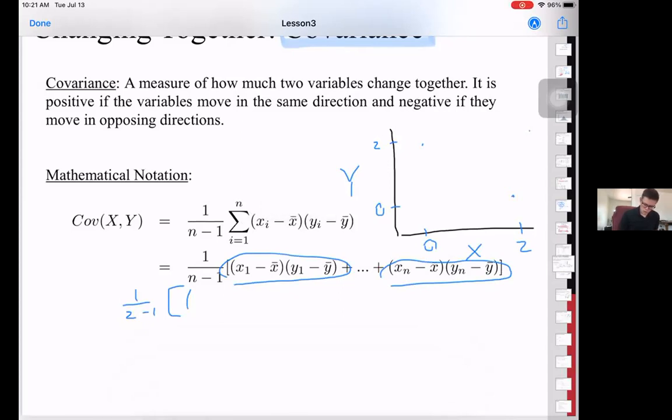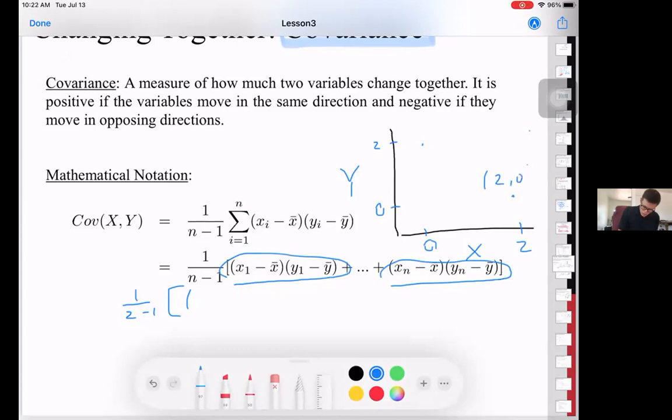So X is, sorry, so this is 2, 0, 0, 2. Okay, so it's going to be 2 minus 1 times 0 minus 1 plus 0 minus 1 times 2 minus 1.